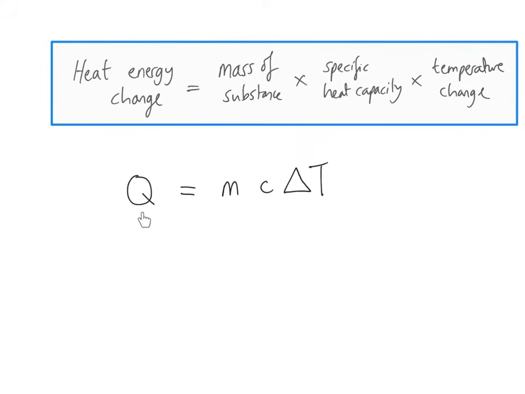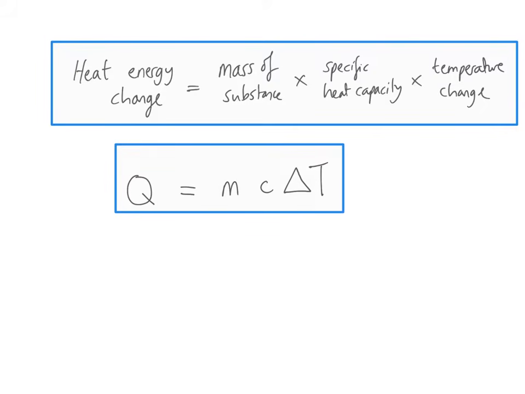Or perhaps more simply, Q, that's the heat energy change, is equal to m, mass, times by c, specific heat capacity, times by delta T. So Q equals mc delta T. Now remember, what we've calculated here is Q, the heat energy change, as opposed to the enthalpy change, which will usually be the purpose of the experiment.